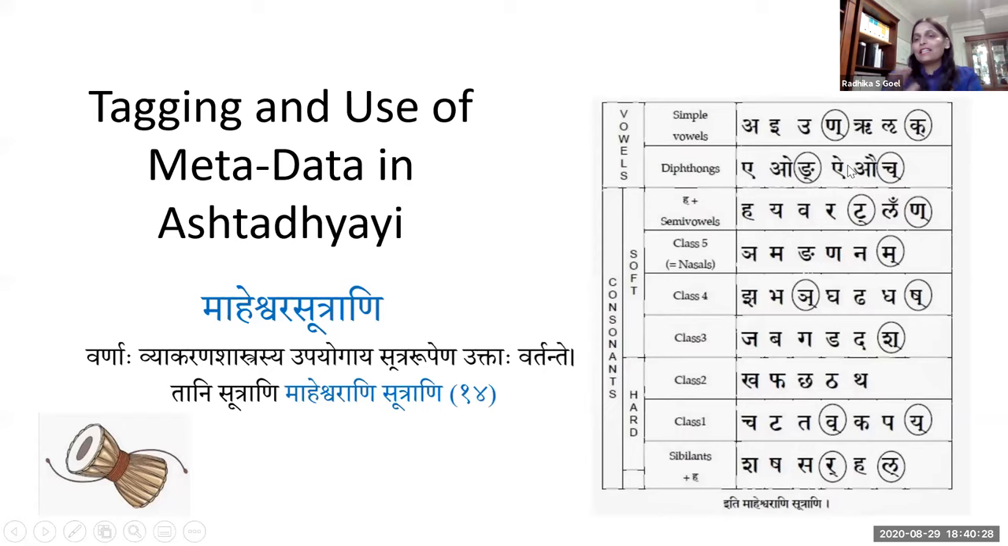It's basically alphabets rearranged with some tag letters in between. So "A I U N" is the first sutra, "R L K" is the second sutra, and so on. There are 14 of these sutras. What they mean is that the last letter circled in each sutra is called the it letter, and it simply means that it is just a tag. It won't be part of the word when you use it.